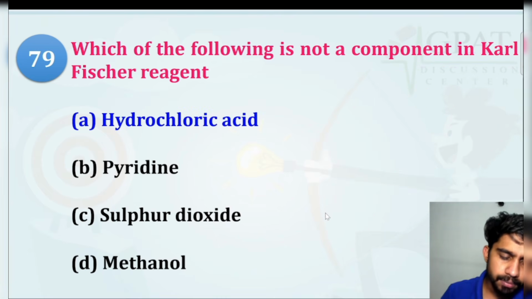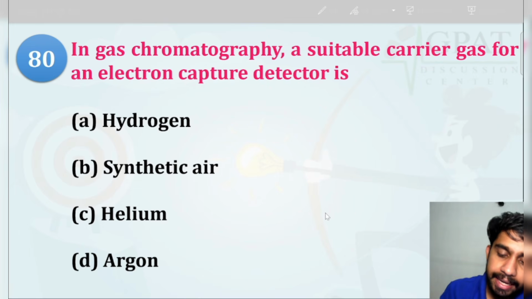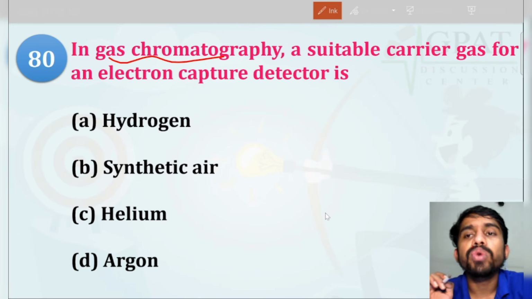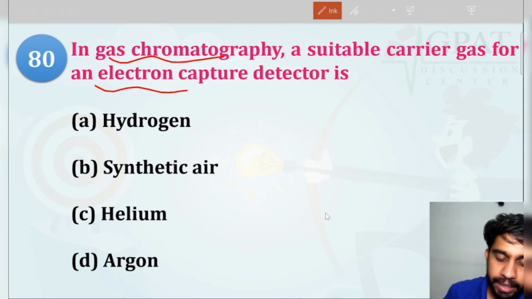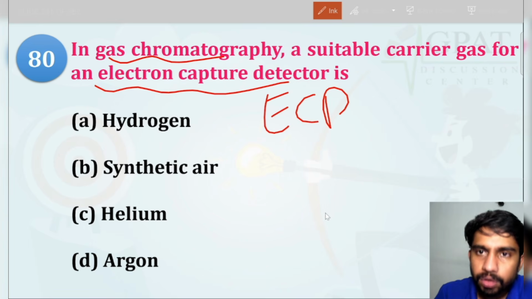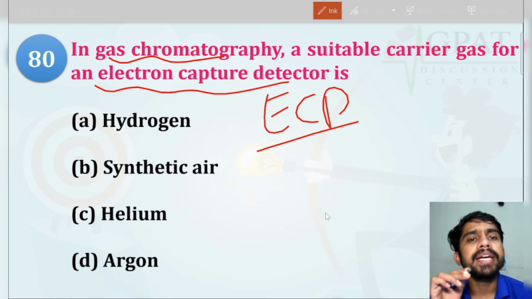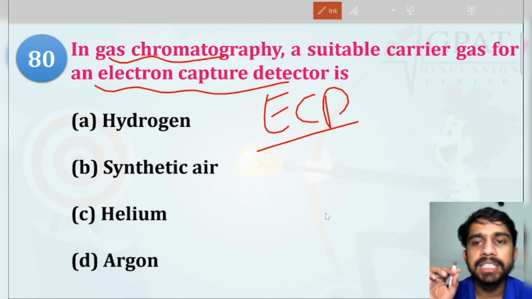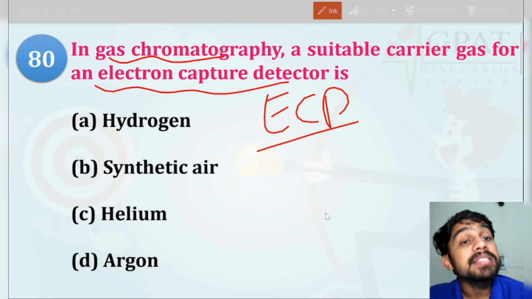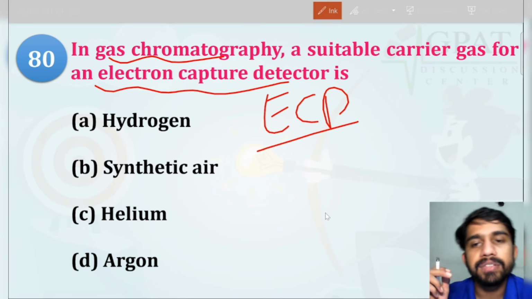Okay, guys. Next question, question number 18. In gas chromatography, which of the following will be a suitable carrier gas for the electron capture detector, that is your ECD? In the electron capture detector, it uses your beta radiation to ionize the carrier gas, and then that becomes sensitive to electronegative species like halogen and nitrogen groups. So what will be the right answer?